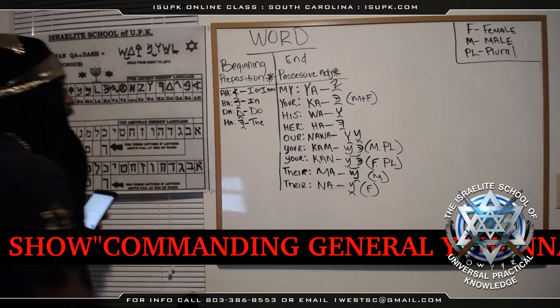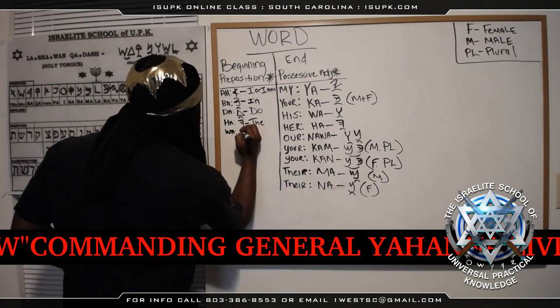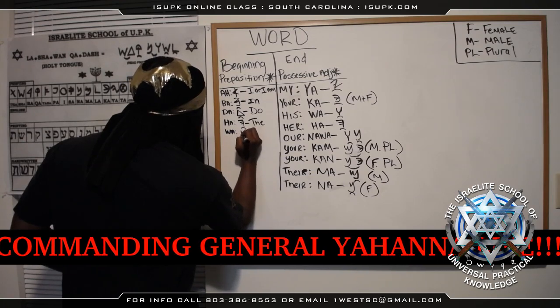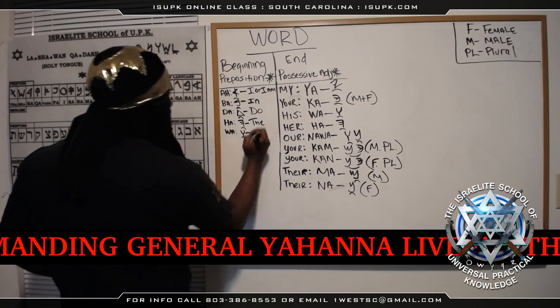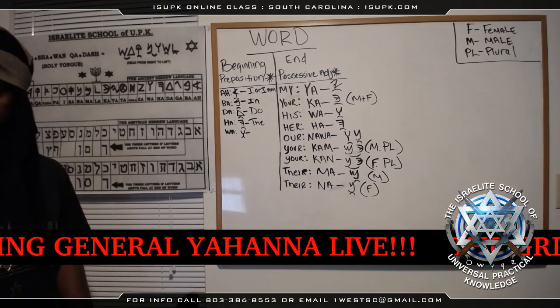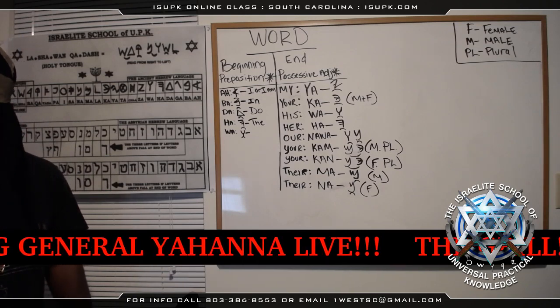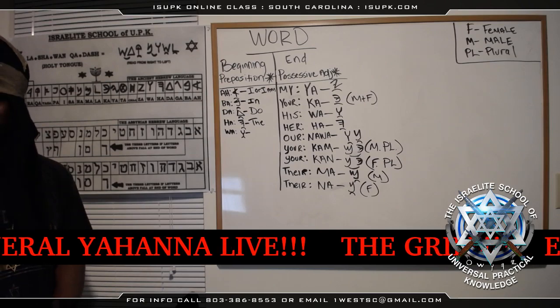Next we have wa. Wa in the beginning of a sentence means, what does it mean? Anybody want to take a guess at this? We got the brother Leon in there. The brother Leon is proficient with this Hebrew. In the beginning of a sentence, what does wa mean?